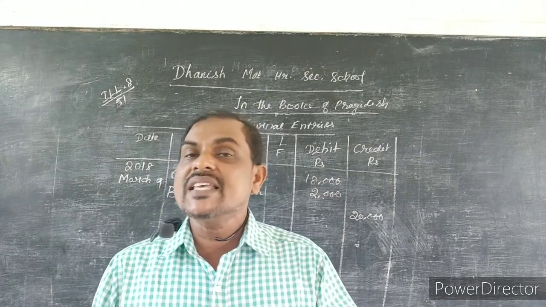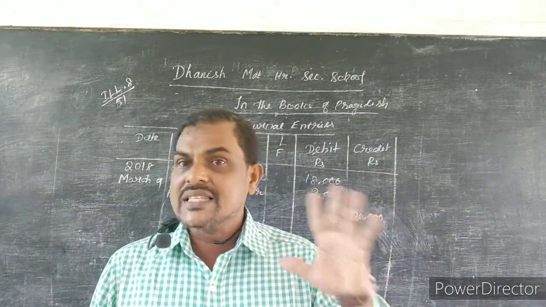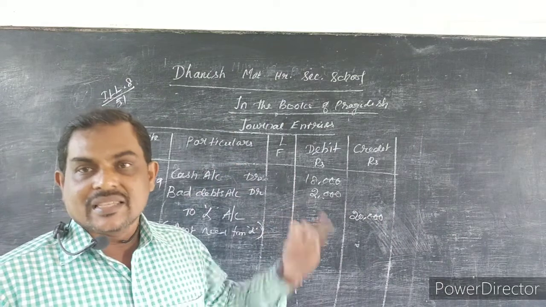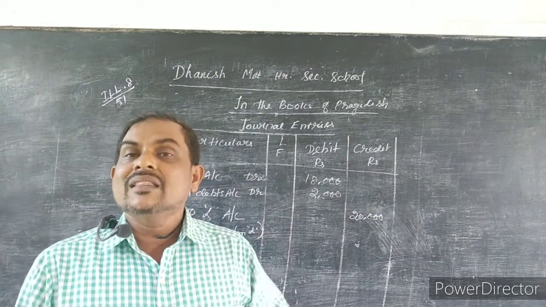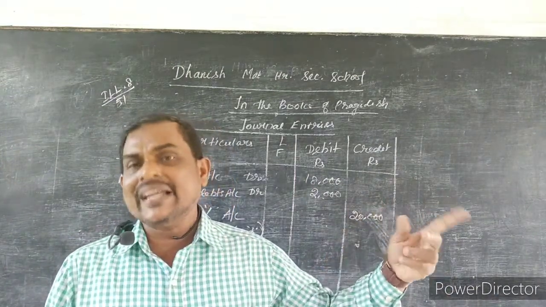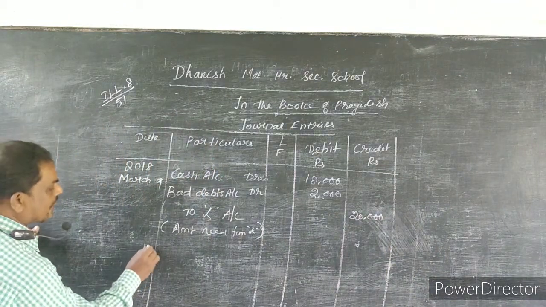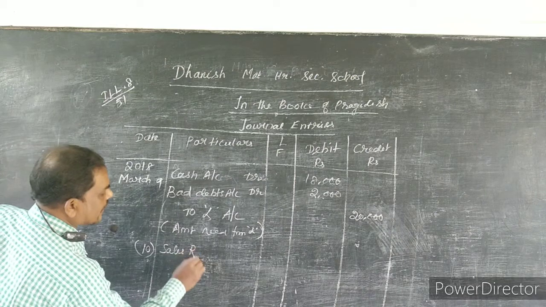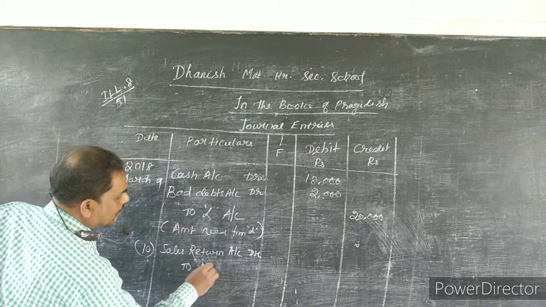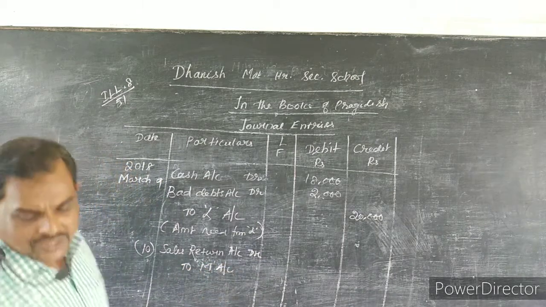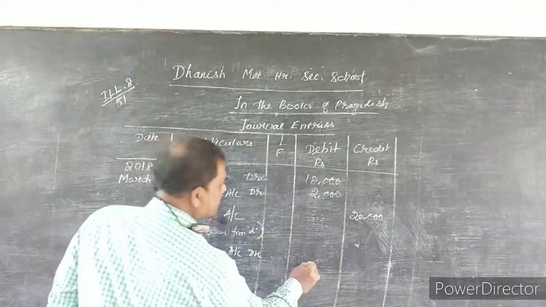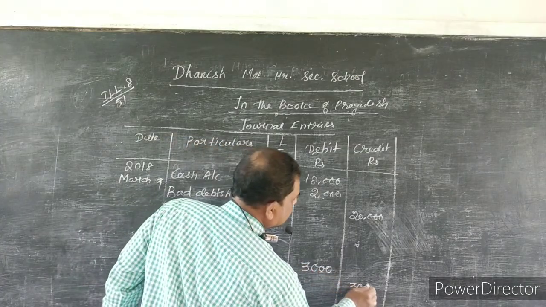As per the rule, sales is credit, sales return will be debit. Sales is income, so it is always credited, but sales return is debited. Then who will be credited? The goods are returned by M, so M will be credited. Sales return will be debited, M will be credited. So the last entry: sales return account debit to M account, rupees 3000.